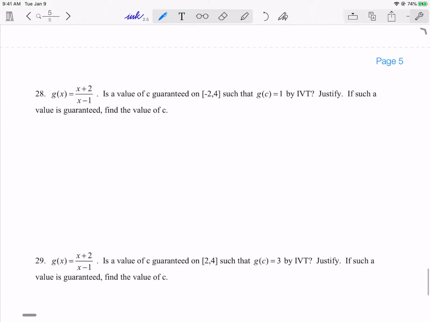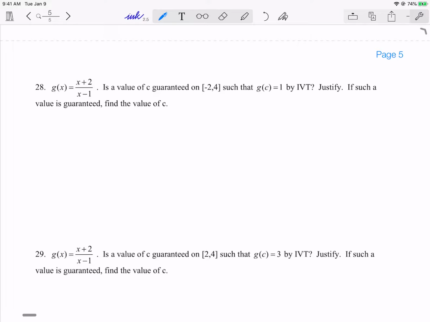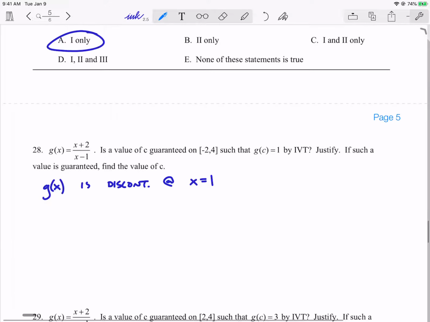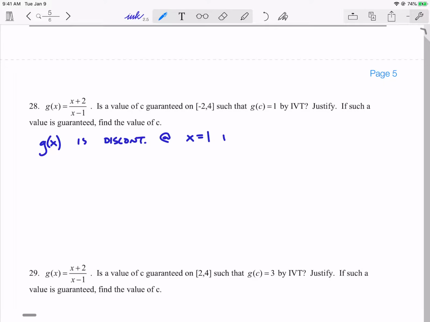Now we've got an IVT question. Remember, the first thing you want to check is continuity. That can save you a lot of time. G of x is discontinuous at x equals 1 because that would give us 0 in the denominator. It's also a vertical asymptote, which is in the interval. So we can't do anything with this. Which is in -2 to 4, the interval that we were concerned with. So IVT does not apply.